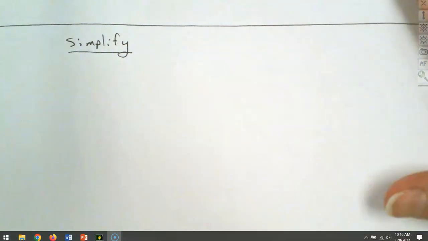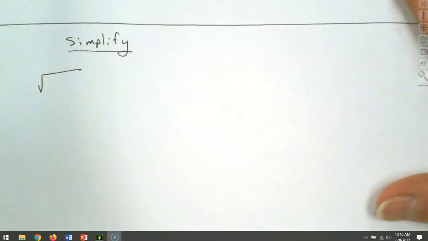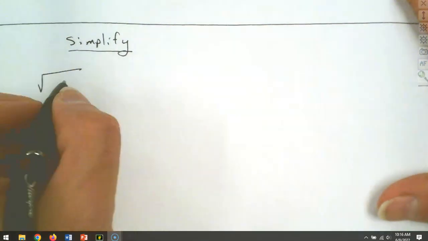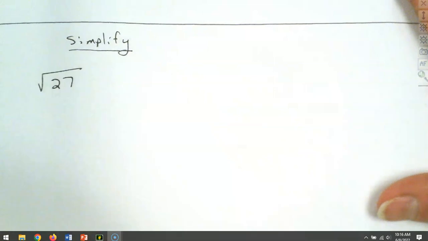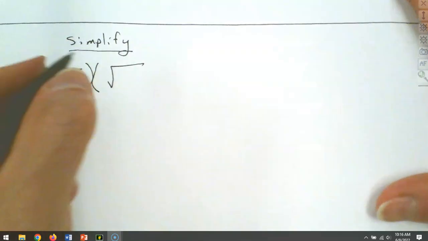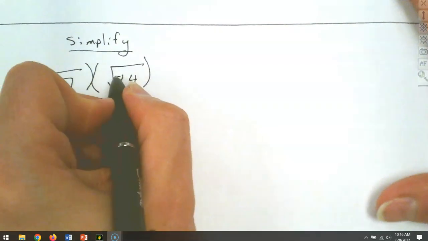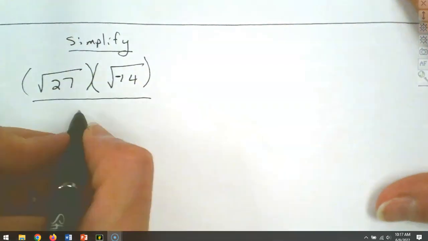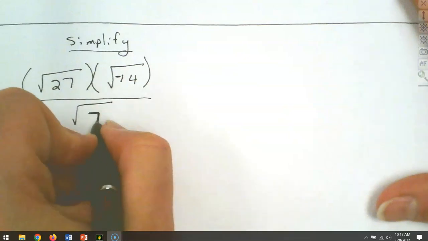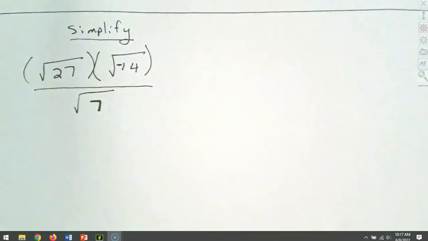We're now going to look at this one. So let's say we have the square root of, how about a 27 times the square root of 14. And let's make that 14 a negative underneath there. And let's put the square root of 7 down below. Now, all we have to do is break up all of our roots and reduce it down as much as we can.